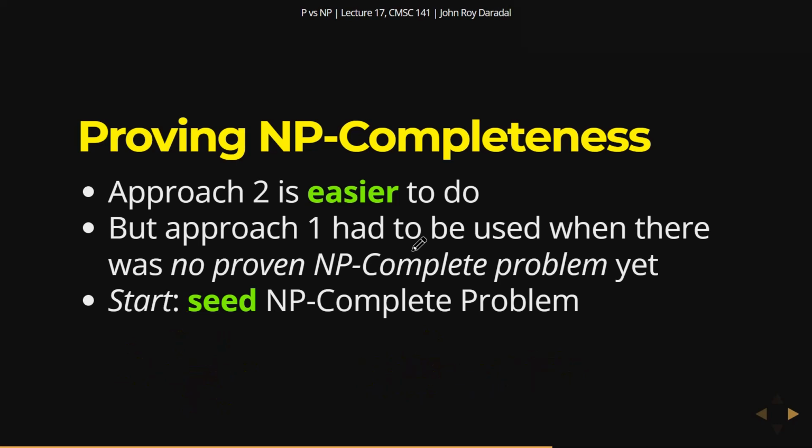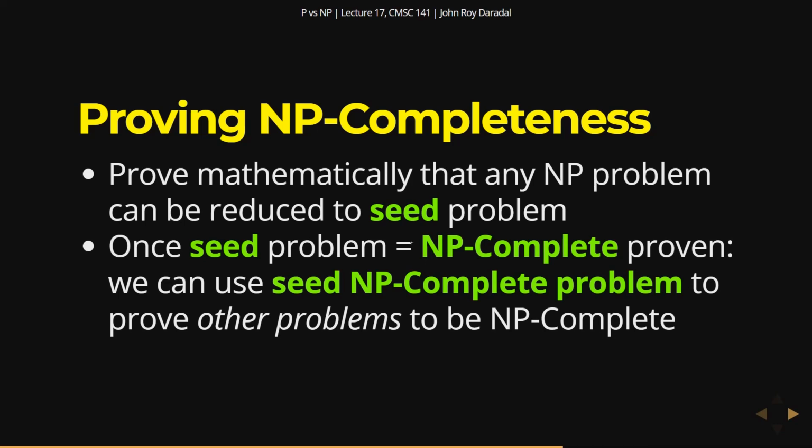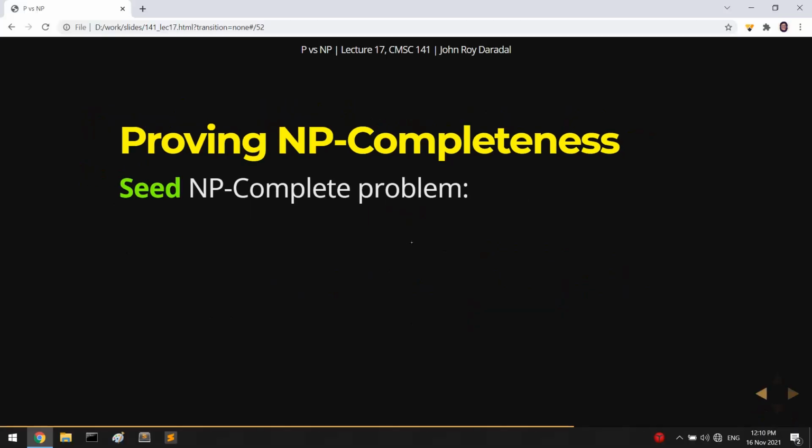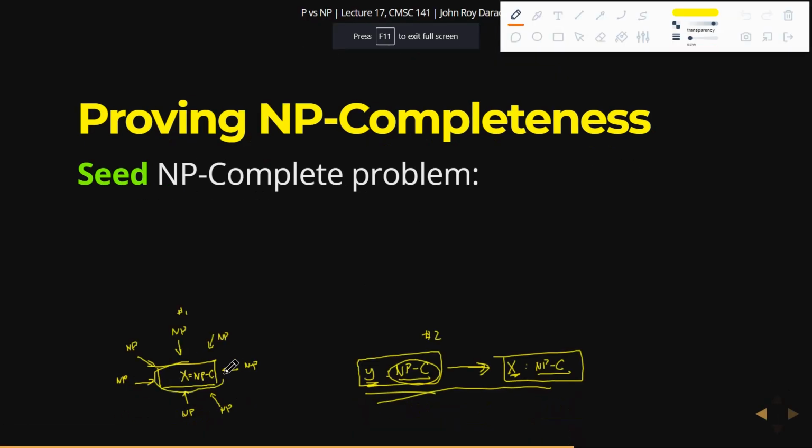Okay, now fortunately for us, this has already been done. So you needed to prove mathematically that any NP problem can be reduced to this seed problem. So once the seed problem is proven to be NP-complete, then we can use that problem to prove that other problems are NP-complete. Once we have established at least one NP-complete problem using this method, then we can use that problem to show that other problems are also NP-complete.